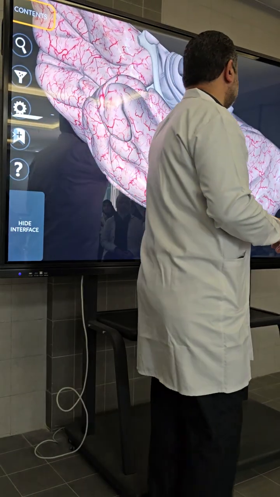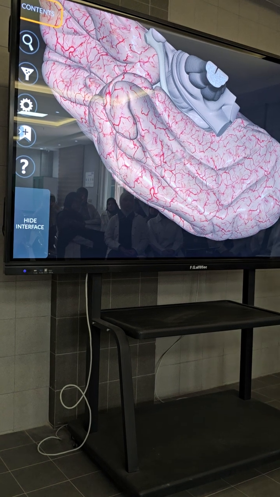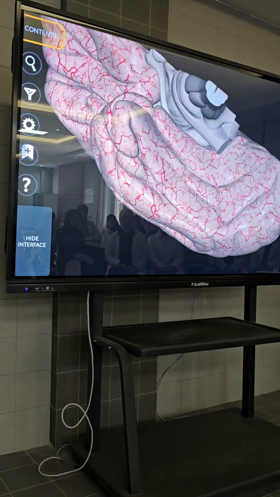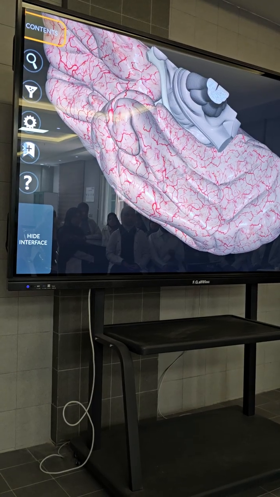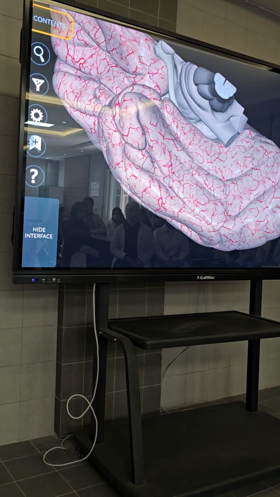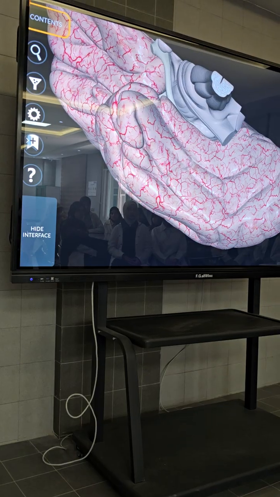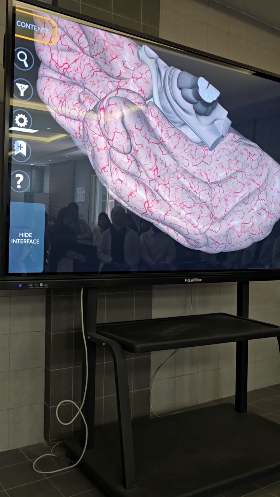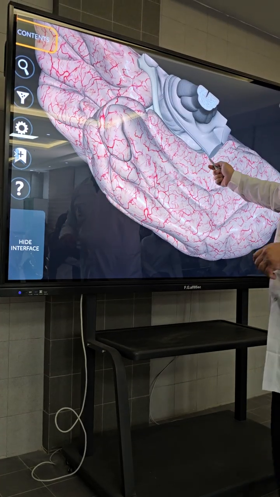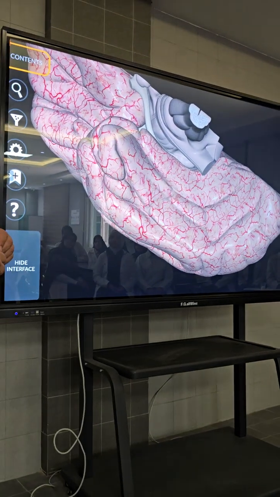Medial to the collateral sulcus, there is the lingula, or lingual gyrus. What's the function of the lingual gyrus? Encoding our visual memory. And medial to the rhinal sulcus, there is the parahippocampus, or parahippocampal gyrus.